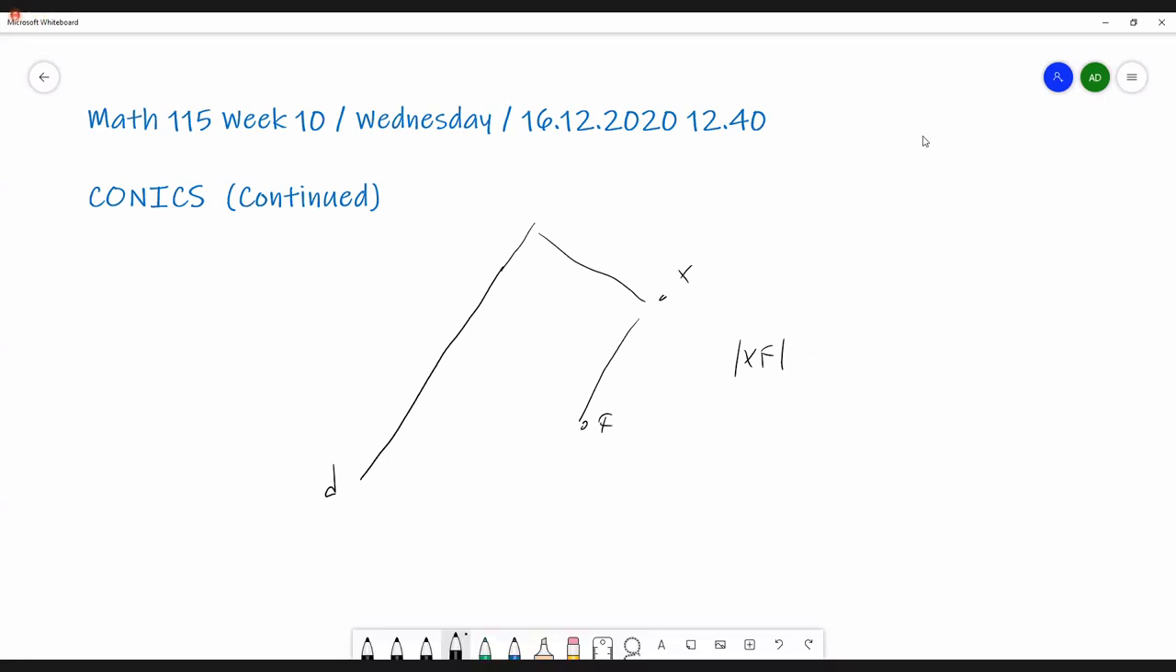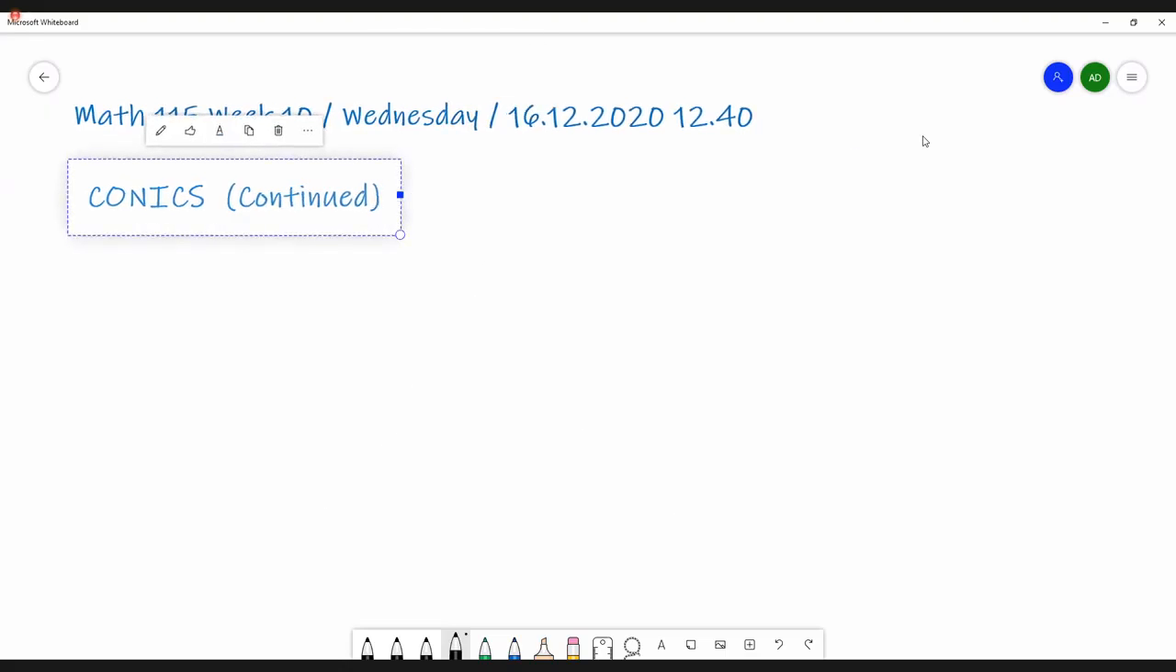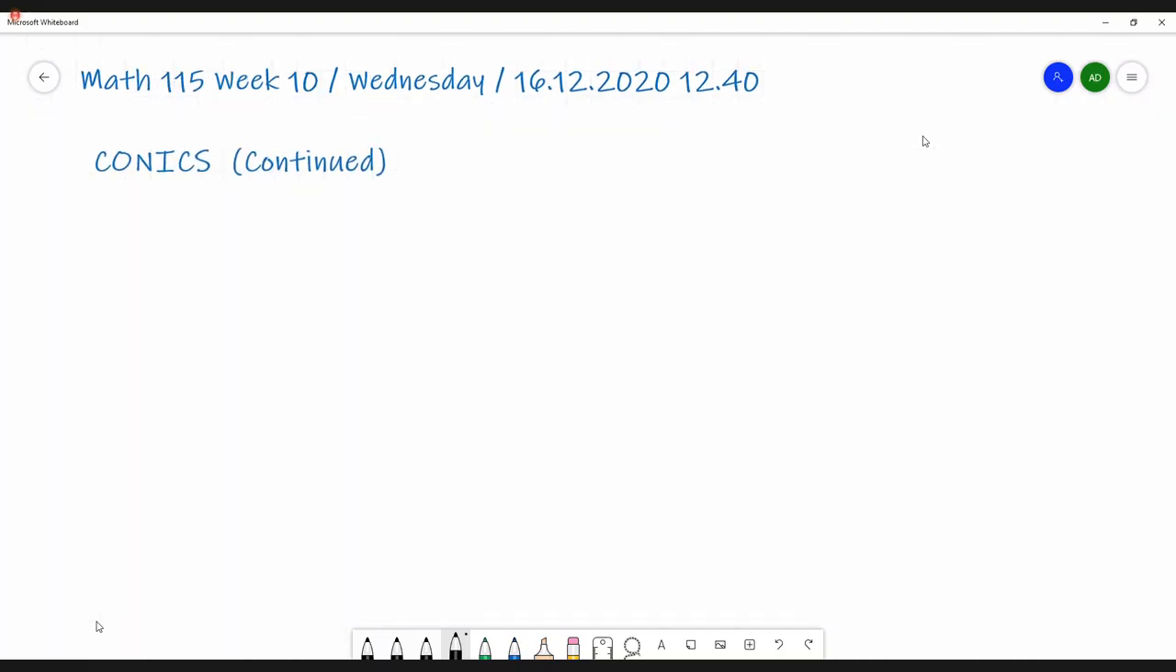First of all, I think you have seen parabolas in high school and in lycée, and the most familiar, or the most famous, parabola is y equals x squared. So let us start with that conic. First example. We'll consider the parabola y equals x squared.